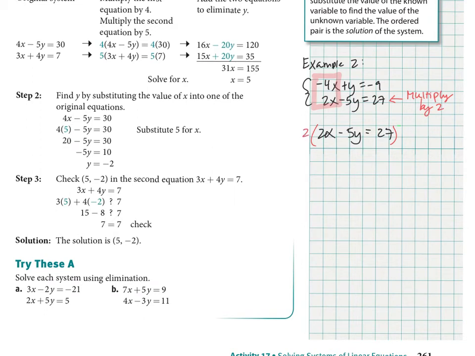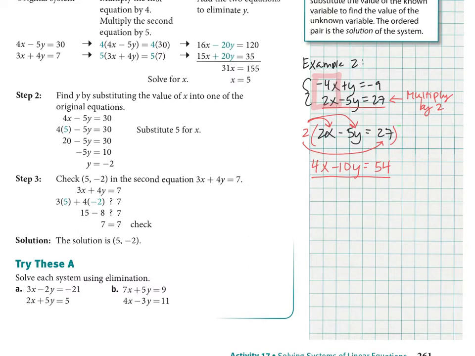So every single term. We're multiplying the first term, the second term. We're even multiplying the term on the other side of our equal sign. So we're rewriting the second equation to be a new one. Looking at this, we end up getting 4x minus 10y equals 54. And we will replace our second equation with this new equation.